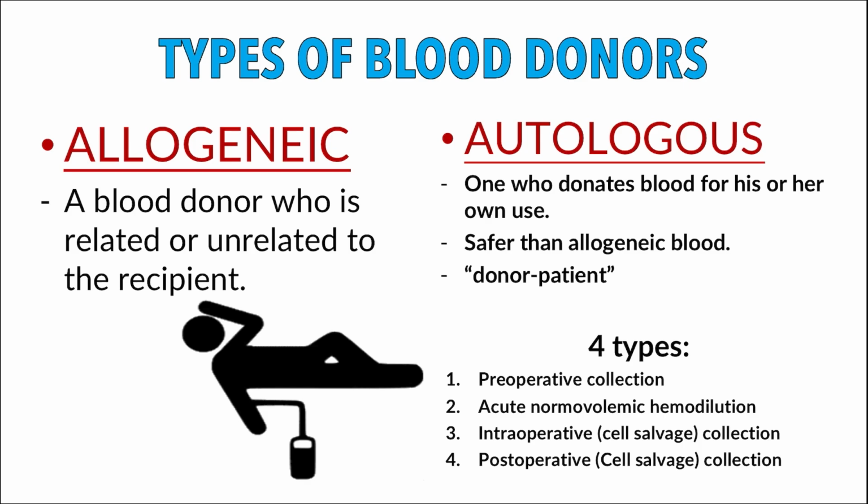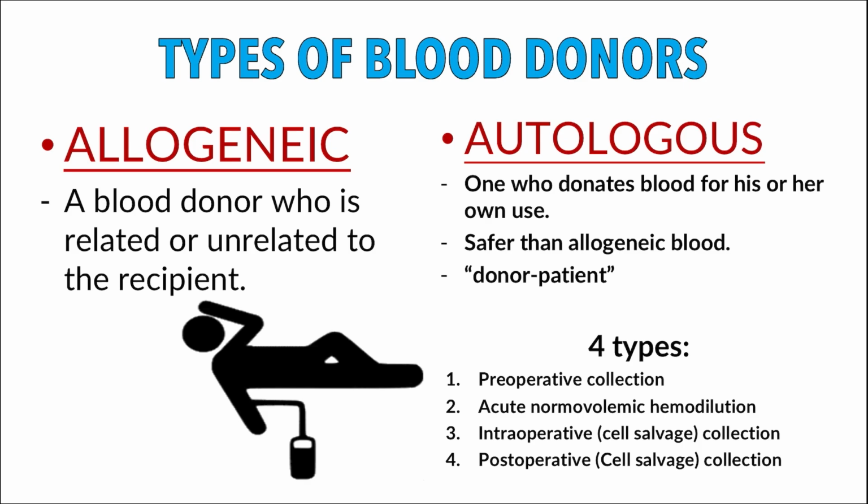So these are the types of blood donors. We have allogenic, a blood donor who is related or unrelated to the recipient. Whereas autologous means one who donates blood for his or her own use, and this is of course safer than allogenic blood because the donor is the patient. And we have 4 types of autologous donation. We have preoperative collection, acute normovolemic hemodilution, intraoperative cell salvage collection, and post-operative cell salvage collection.